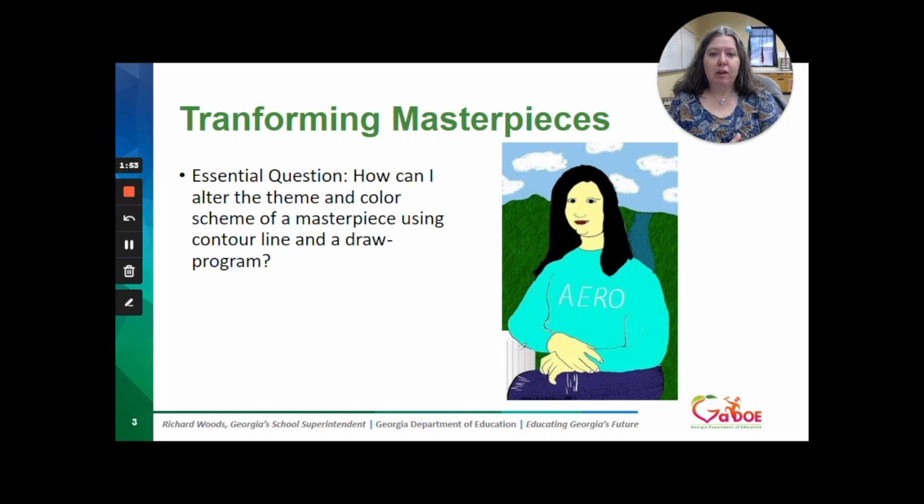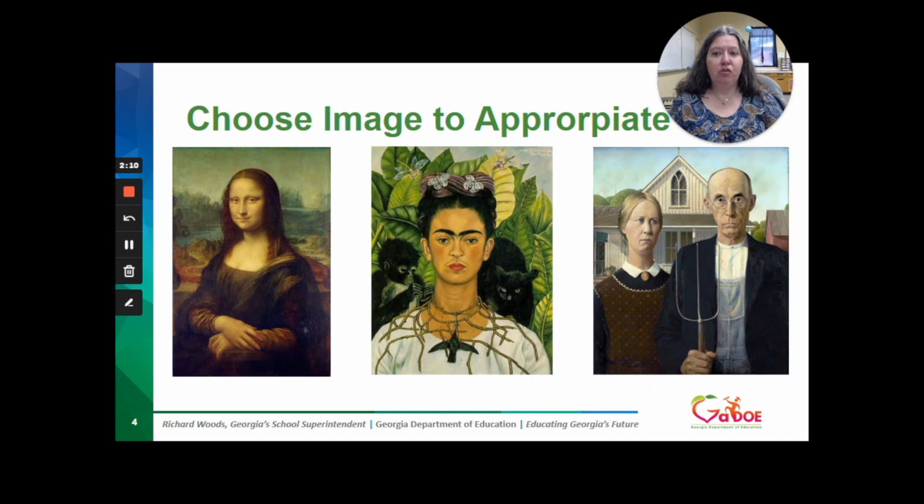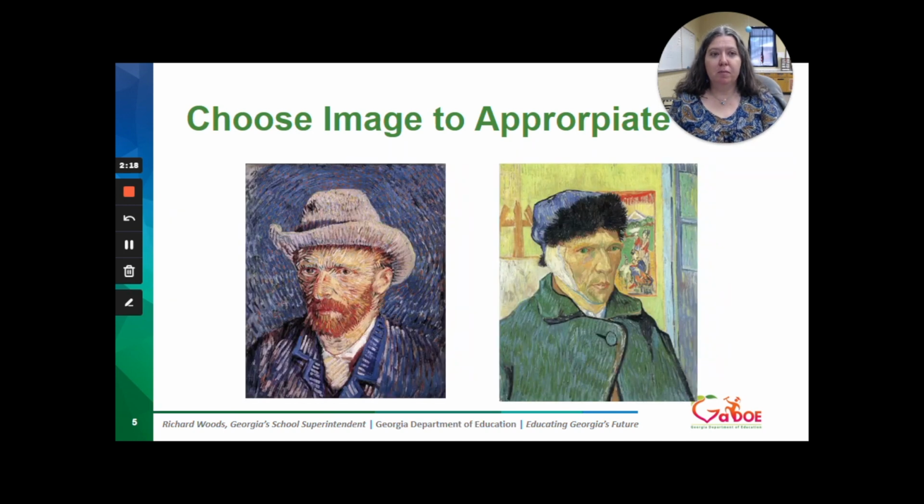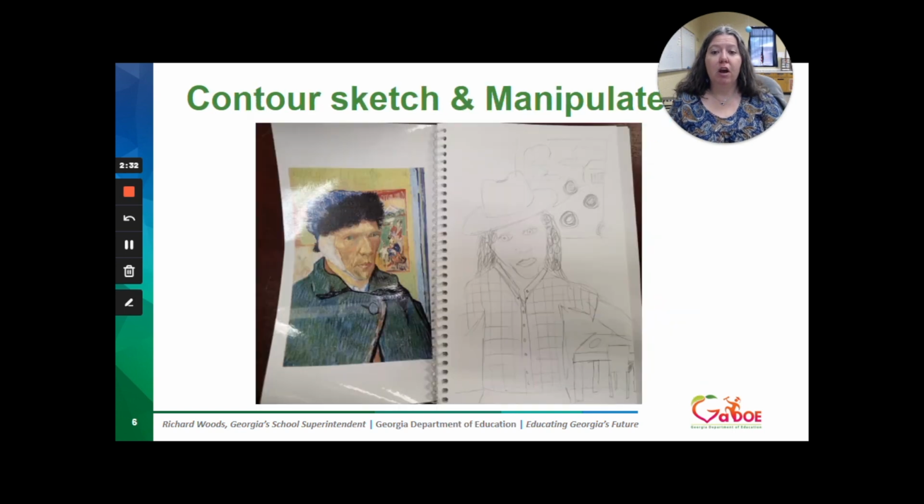So this is one of my student examples that you see on the screen currently. They've taken a masterpiece and they are appropriating it, using it to create something that's their own. So they have 5 images to choose from. These are 3 of them, and then these are their other 2 options. They can choose any of these. The first thing that they're going to do is pick which image they're going to appropriate, and then they're going to start with just a contour sketch of that drawing.